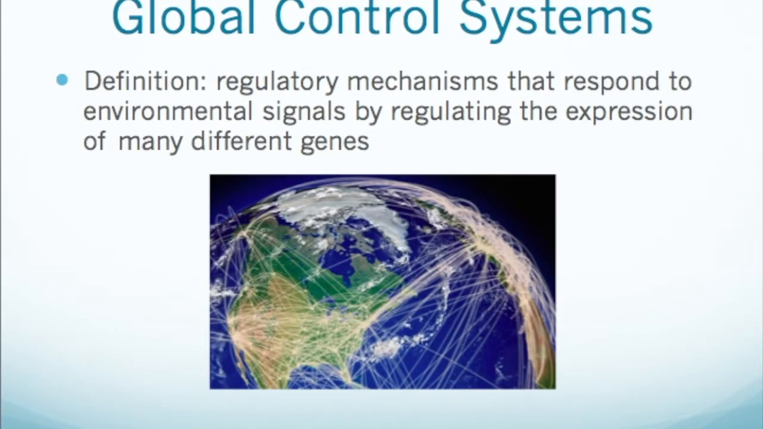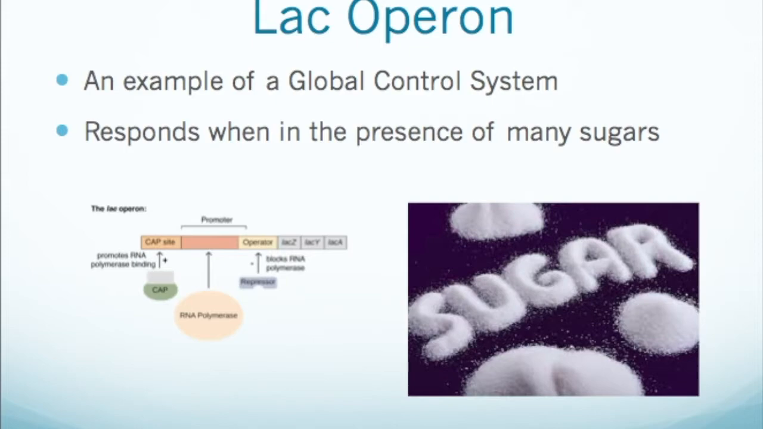One way that microbes respond to the environment is through global control systems. These are regulatory mechanisms that respond to environmental signals by regulating the expression of many different genes. One example of a global control system that we'll be talking about today is the lac operon. The lac operon responds to global controls in addition to its own controls. Today we'll be talking about how cells respond when you give them more than one sugar.